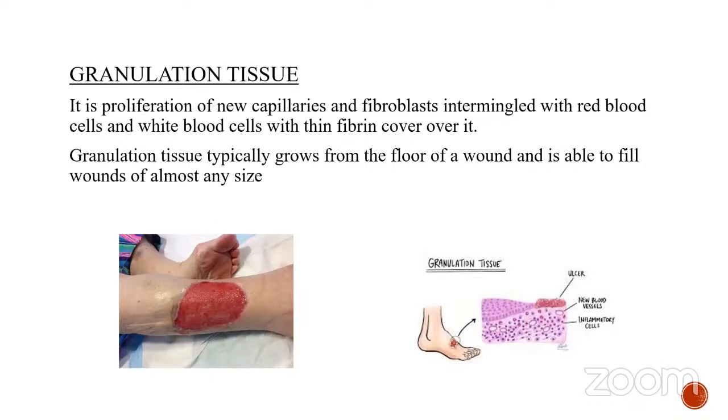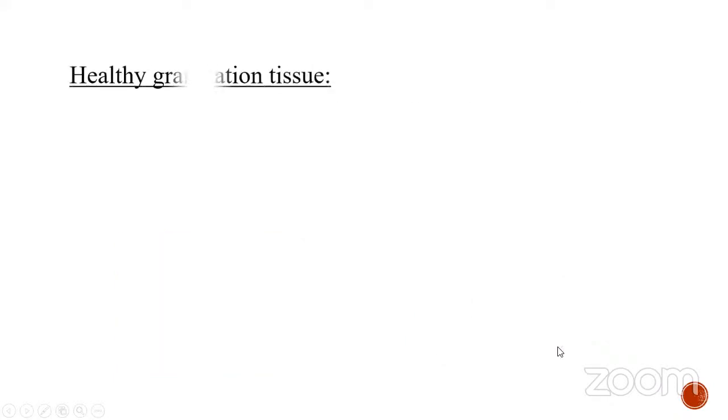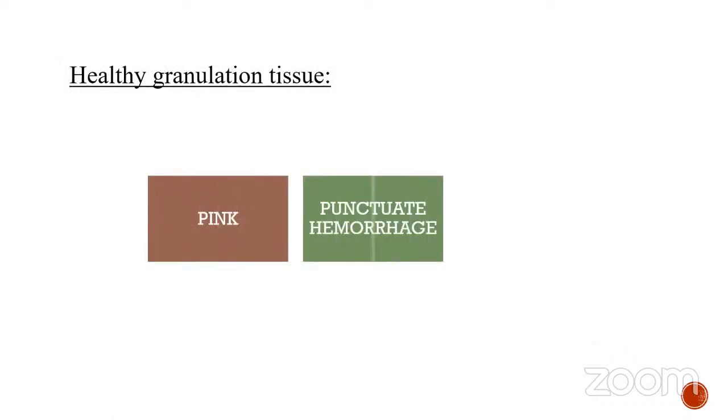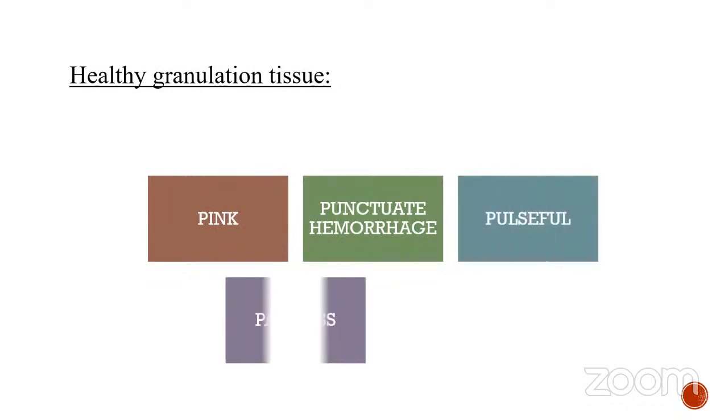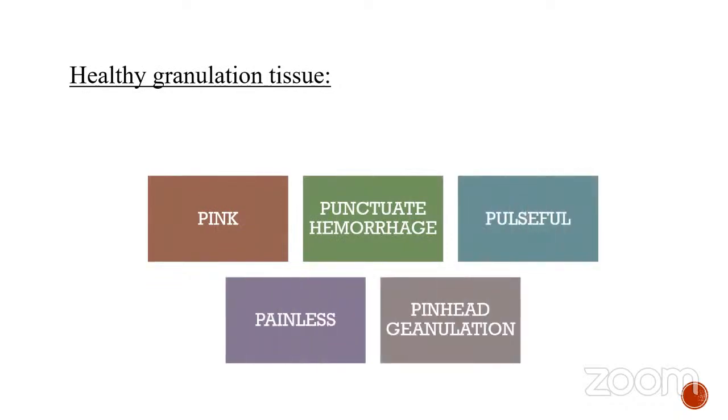The first image shows how a granulation tissue is formed. This reddish pink structure is called granulation tissue. If we look, we can see new blood vessels and inflammatory cells forming at the site of ulcer. A healthy granulation tissue is characterized by its pink color, punctate hemorrhage, pulsefulness, painlessness, and pinhead granulation.